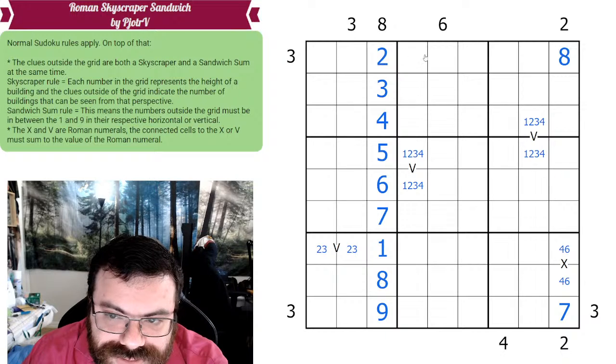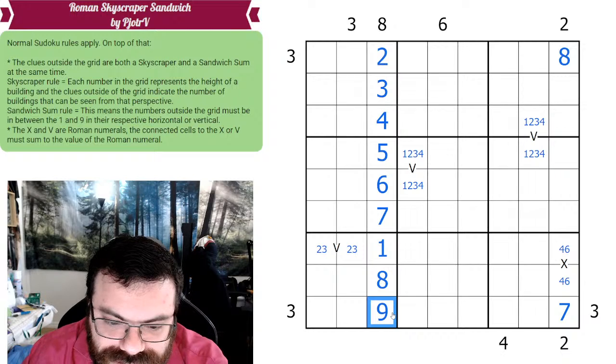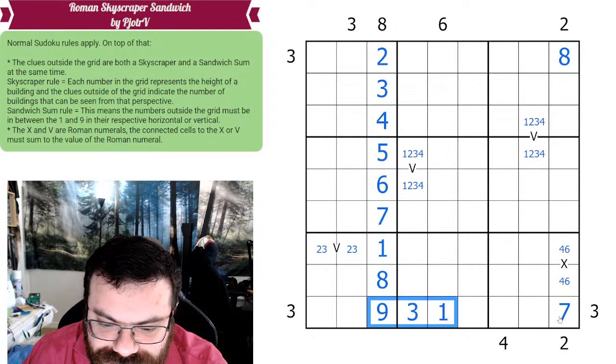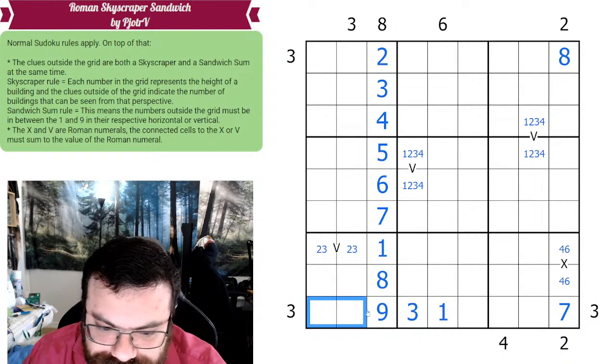Alright, what do I want to do next? This row, we know where the 9 is. We can't go 9, 3, 1 this way, so we go 9, 3, 1 this way. So that takes care of the sandwiches. So now I need an 8 over here somewhere. These just have to increase.